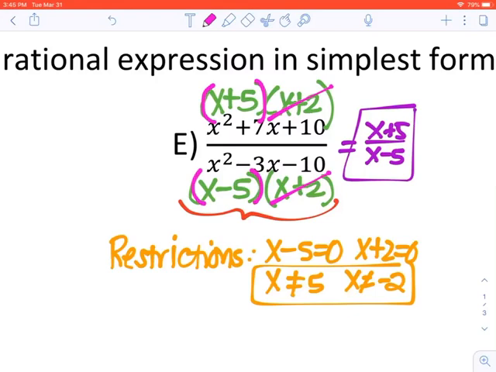And then the restrictions, again, you're looking where this denominator is equal to 0. So that's where x minus 5 is 0 and x plus 2 is 0. And that's x can't be 5 and x can't be -2. So hopefully you got all that. Okay, because we're going to keep going.